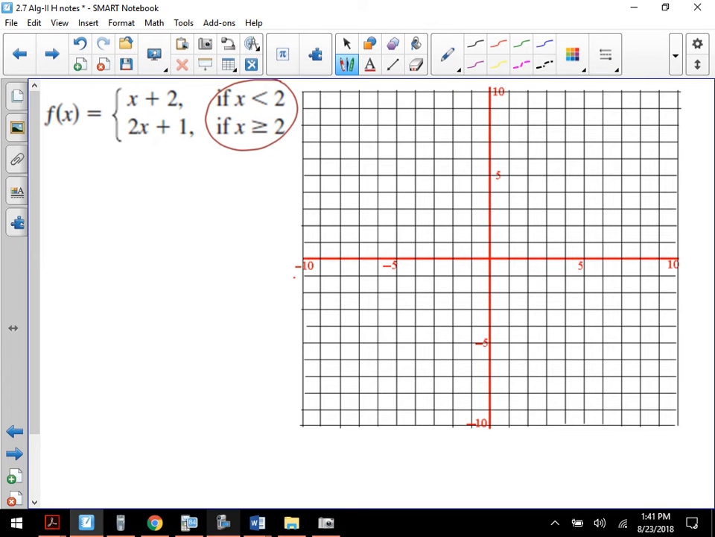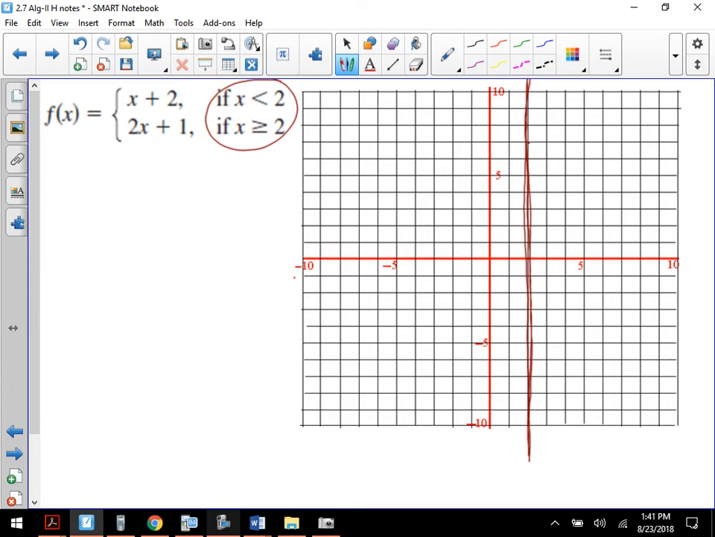So since I'm looking at a domain, that's my x value, I'm going to draw in a lightly shaded vertical line at 2. That way I know when I'm graphing this to pay attention to what's happening on either side. I don't know what side I'm going to have to graph it for, but I'm just going to put it there to begin with. And now I just go about graphing like I would normally.